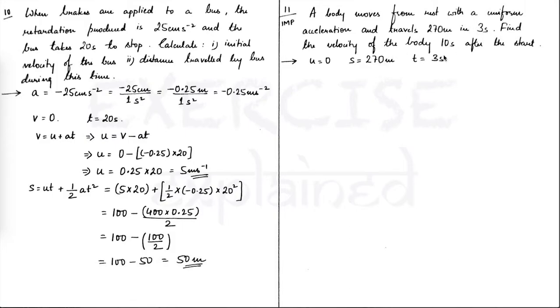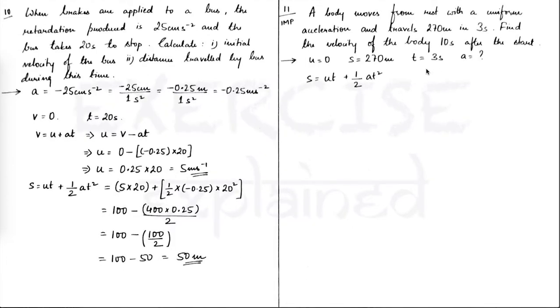Now we would consider only these three and we would find the value of acceleration, because acceleration is needed to find the velocity of the body 10 seconds after start. Now I would be using s is equal to ut plus half at square. Regarding which formula to use, I have explained it properly in the first video of this exercise, that is exercise 2C. The first few problems, the first video of this exercise, I have explained how to choose the equation. If you have not watched that, do watch it.